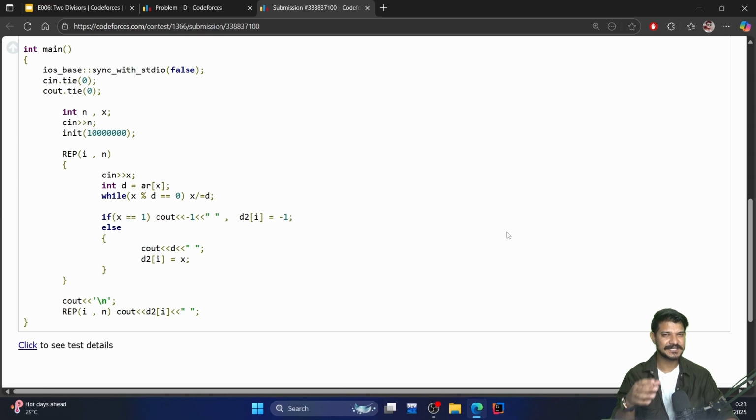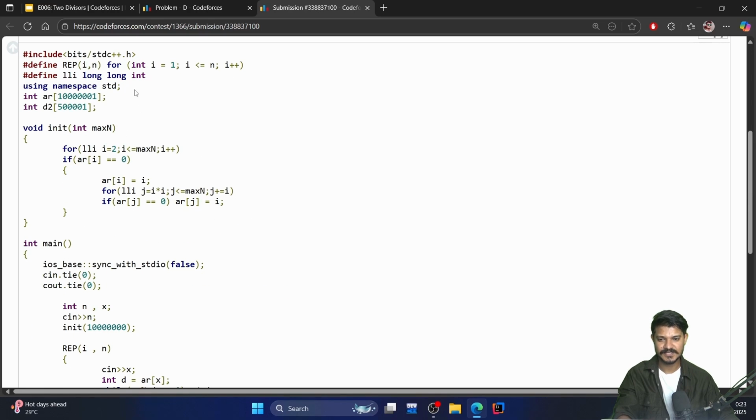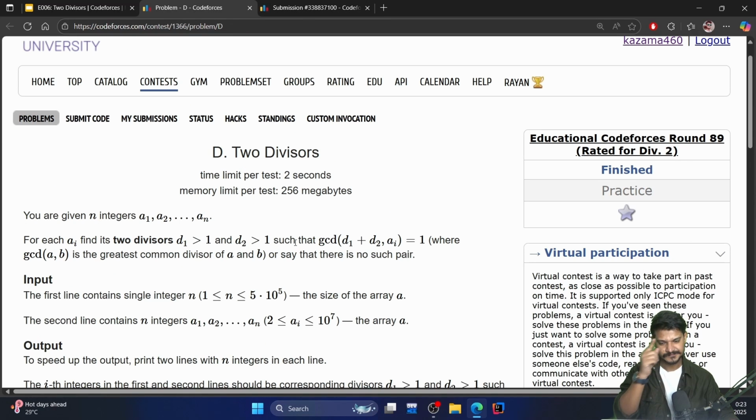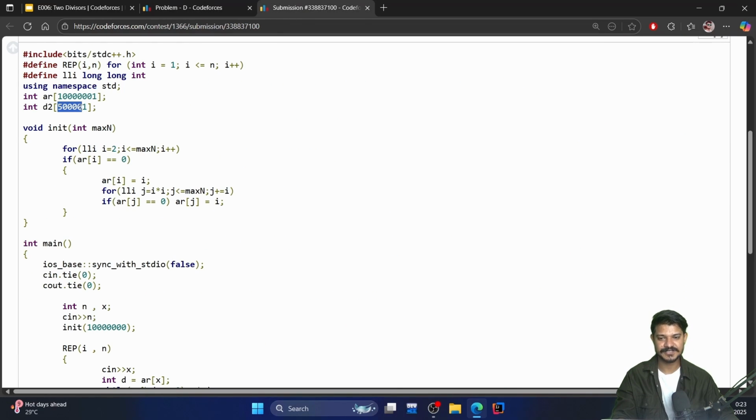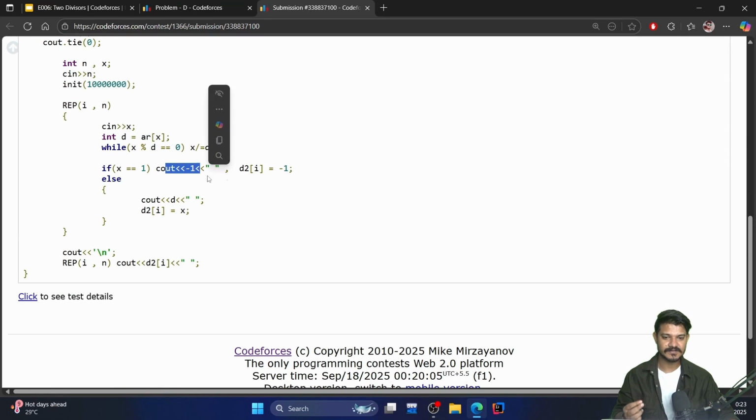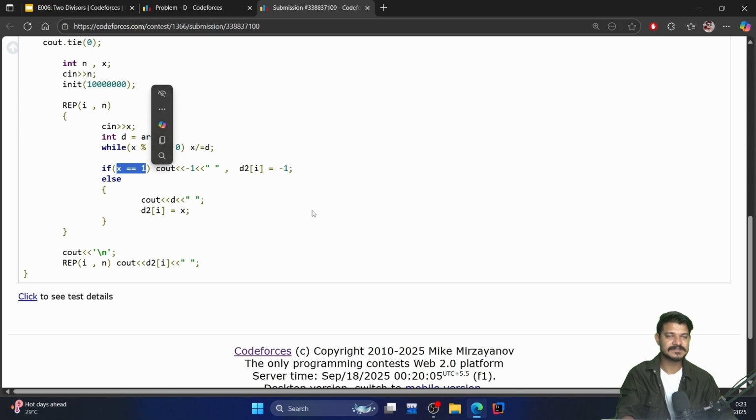Since we are printing d1 first, and d2 will be printed once we have printed d1 of all numbers together, I'm printing d1 only, and d2 I'm saving. As you can see, I've created an integer array to save all the d2s, and the number of integers can be as large as 5 into 10 to the power 5. So I've created an array of size 5 into 10 to the power 5. I'm only printing d1, and d2 I'm saving so that I can print in the next line. Basically, if x is equal to 1, that means it only has one prime factor. If it only has one prime in its divisors, the result is going to be -1 -1, because the result doesn't exist. So I'm printing d1, and d2 I'm saving as -1 so that I can print it later.